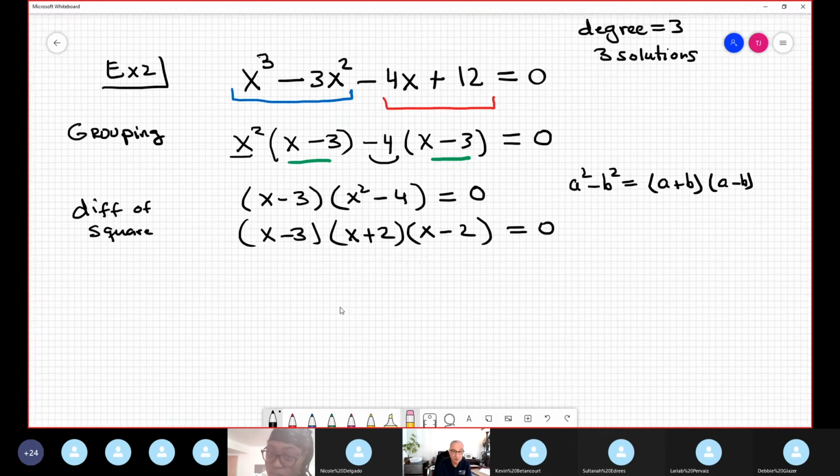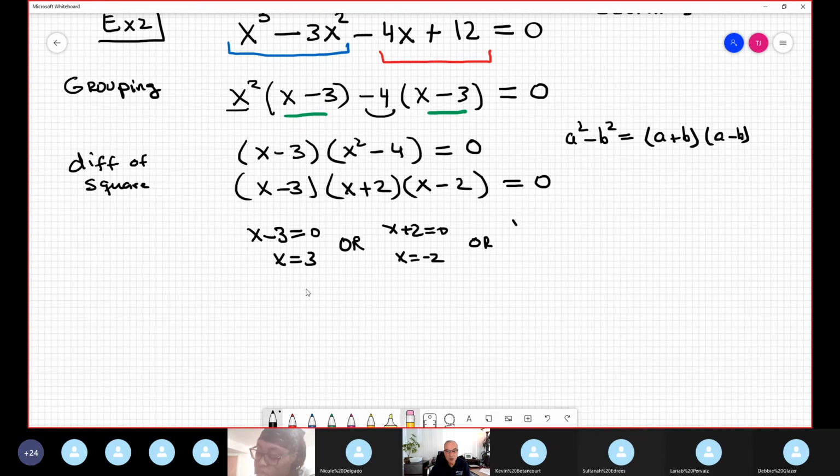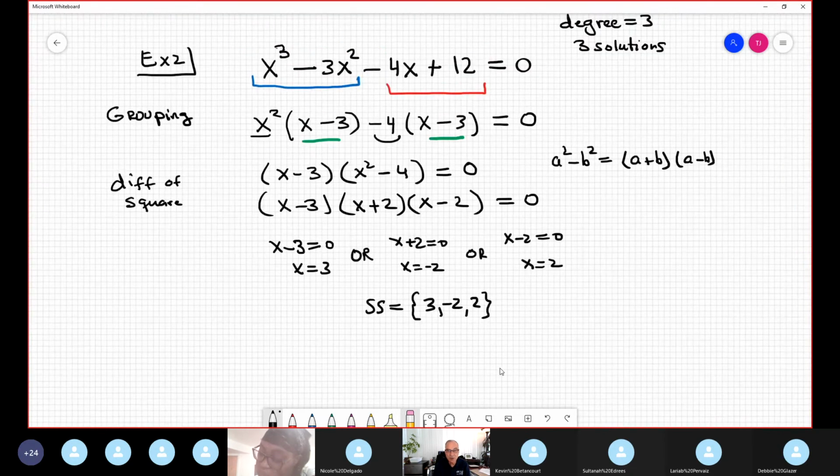So one more time, I apply the zero factor property. Nice. We have three factors. The first one is x minus 3 equal to 0, which means that x is 3. Or x plus 2 equal to 0, so x equals minus 2. Or x minus 2 equal to 0, so x equals positive 2. The solution set for our polynomial equation is 3, negative 2, positive 2. Exactly as we expected, 3 solutions, because the degree of the polynomial equation is 3.